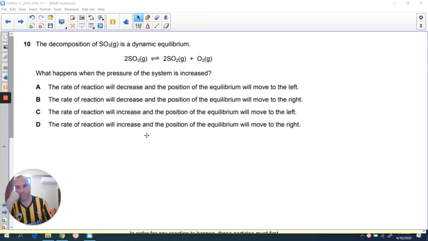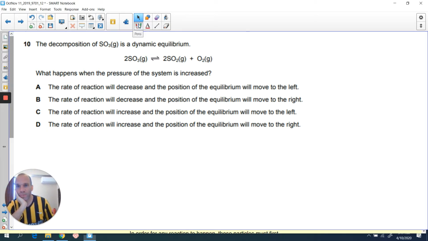So question 10, the decomposition of sulfur trioxide is in dynamic equilibrium. Okay, so there's your reaction. And remember, this is a forward and reverse reaction, and it's at equilibrium. What happens when the pressure of the system is increased? And there are your four options.